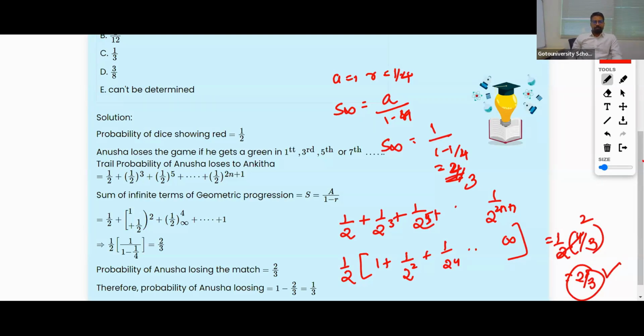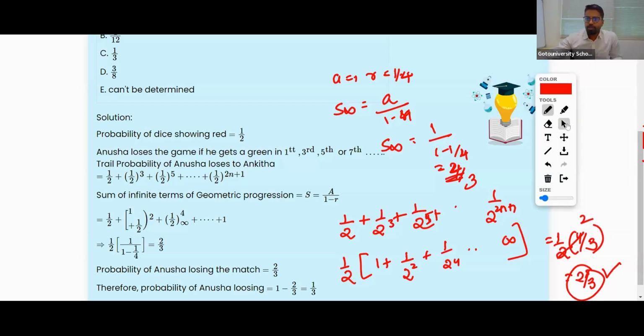Okay, Anusha loses the game with that chance, but what is our question? Let's read the question again. Our question is mainly talking about who has to lose the game.